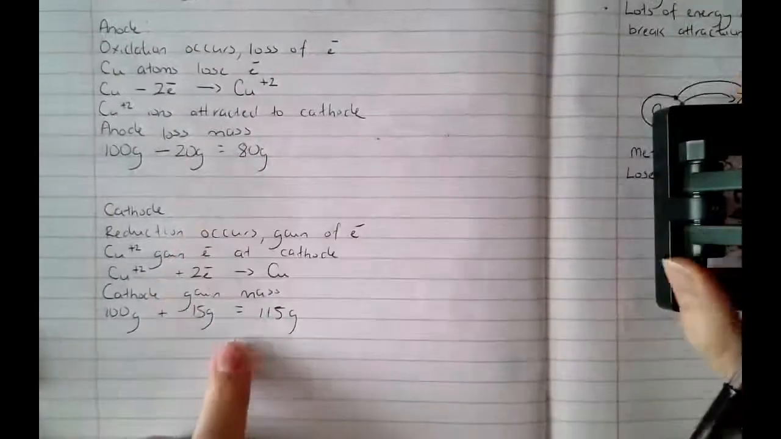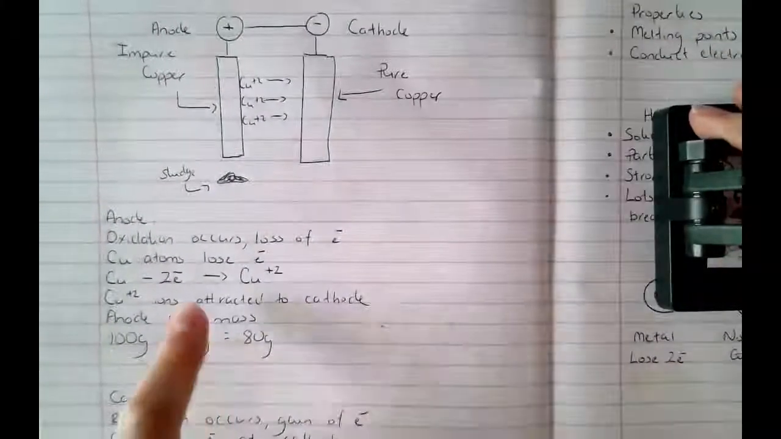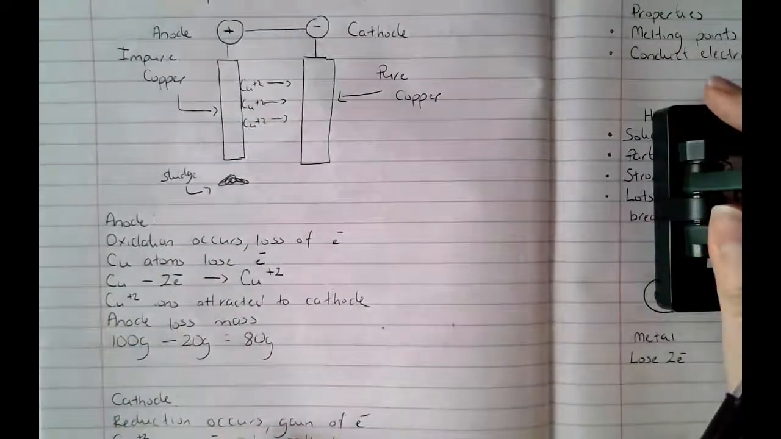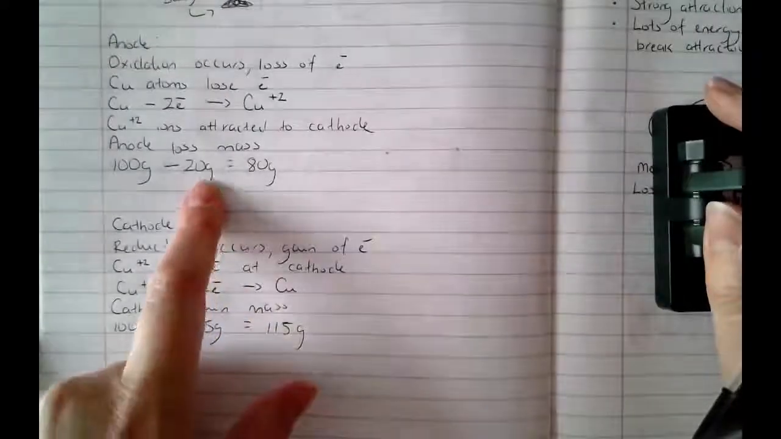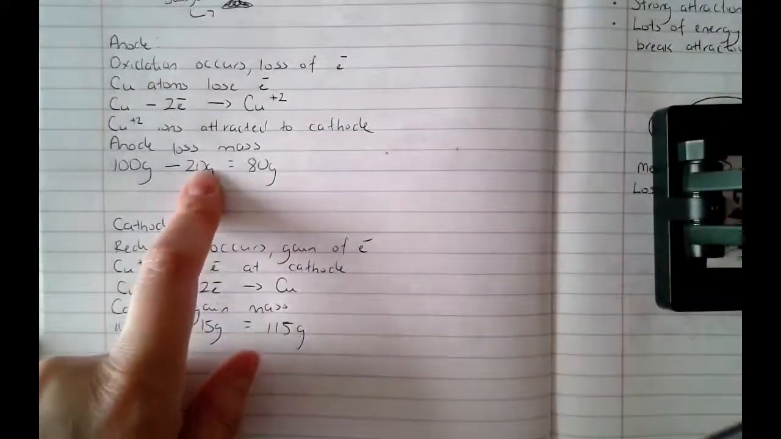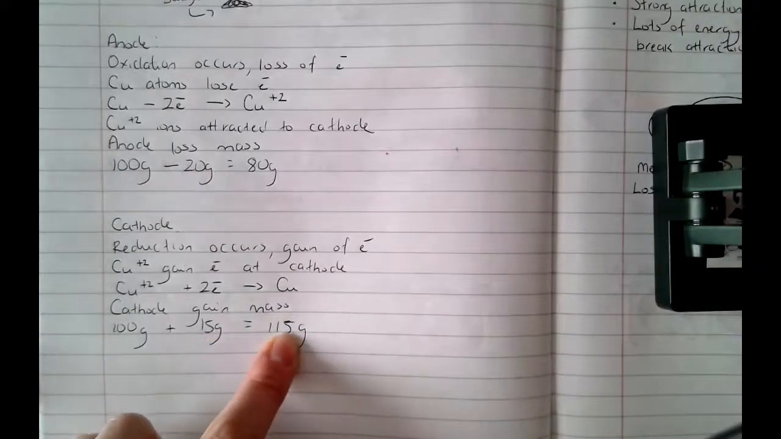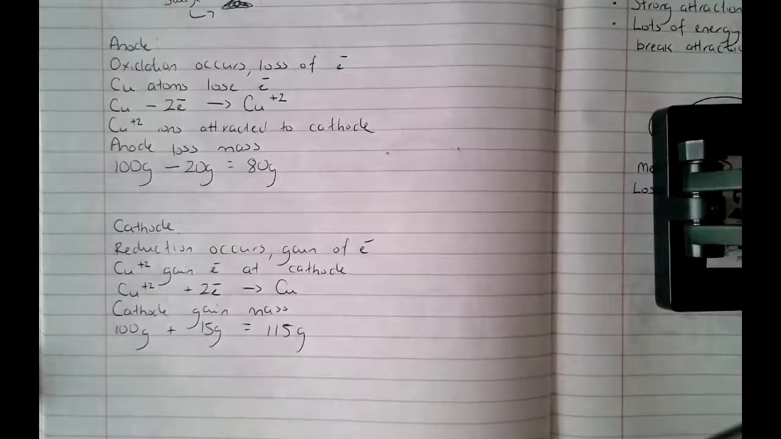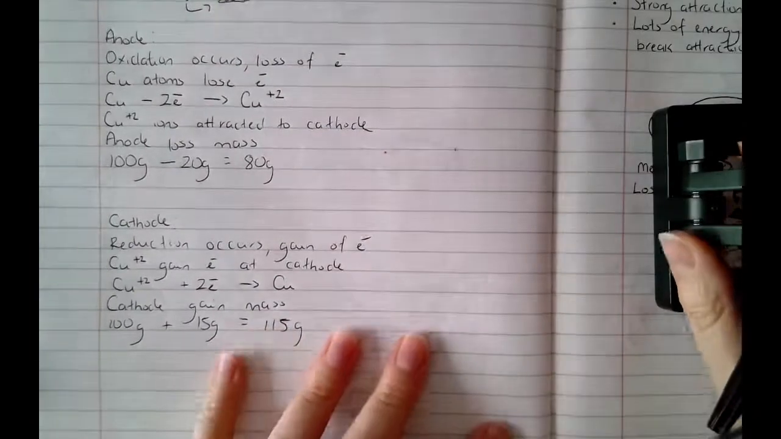Notice that I didn't add the same amount that I lost from the anode. Some of the mass of the anode is lost as sludge, so it's not just the anode losing copper, it's also losing some impurities. So let's just say out of the 20 grams that the anode lost, 15 grams of that was copper, so that's going to add on to the mass of the cathode, but let's just say the other 5 grams was impurities, which formed at the bottom as sludge. So your anode is losing mass, your cathode is gaining mass.